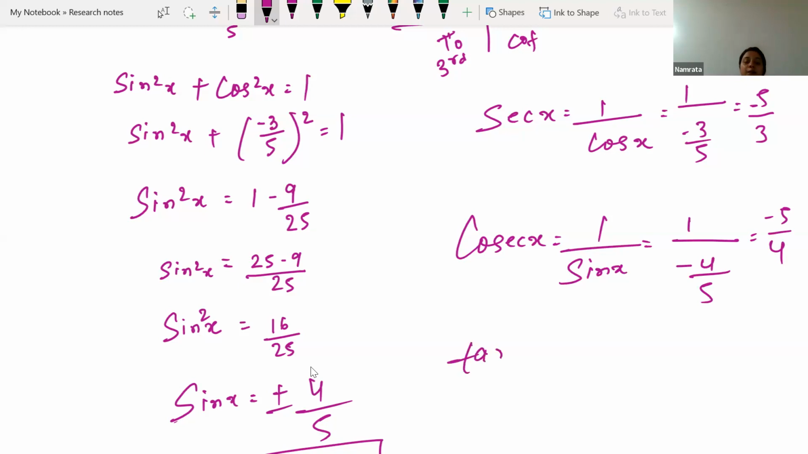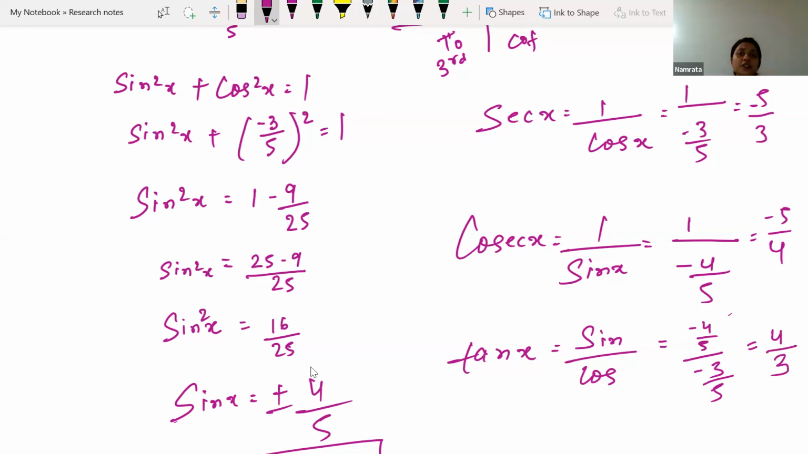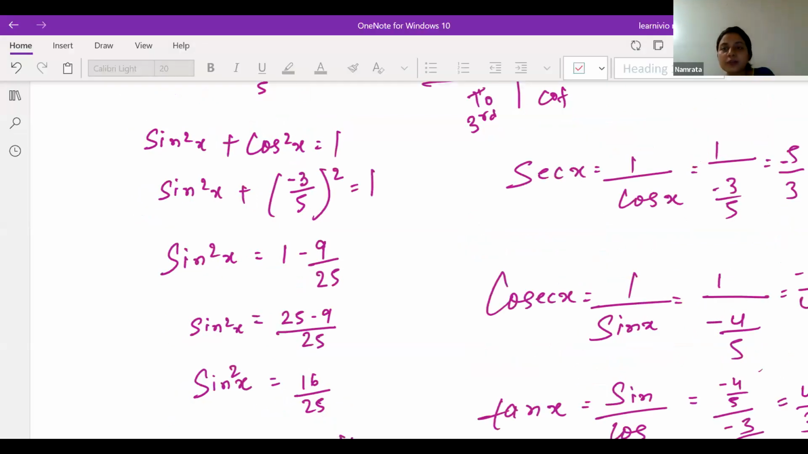Now, tan x we will find. That is sin by cos. Once you write the sin value, that is minus 4 by 5, and you write the cos value, minus 3 by 5, you will see everything is getting cancelled. Minus minus is also getting plus. And you are left with 4 by 3. You know how to do this type of calculation, or do I need to show? You will be able to do it, no? Yes, Izan? Yes, ma'am. Yes, Lina, shall I show the calculation also? No, ma'am.